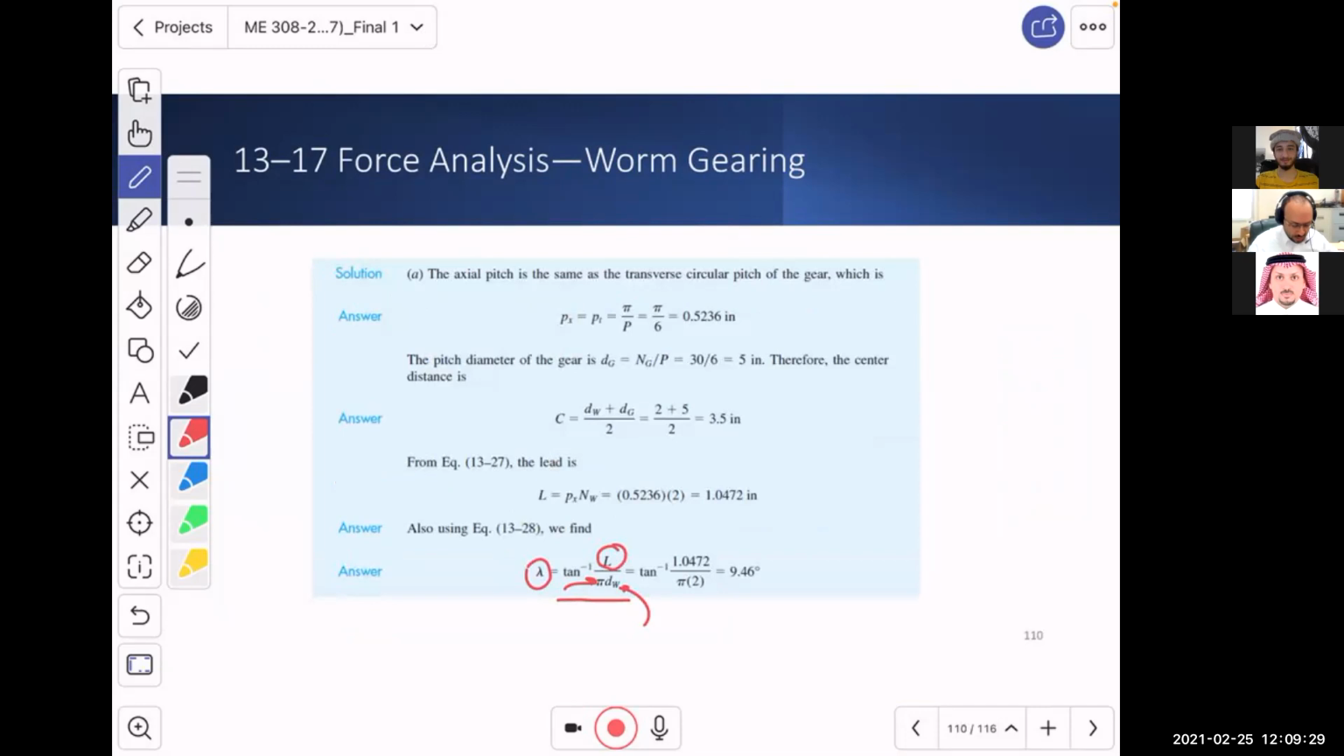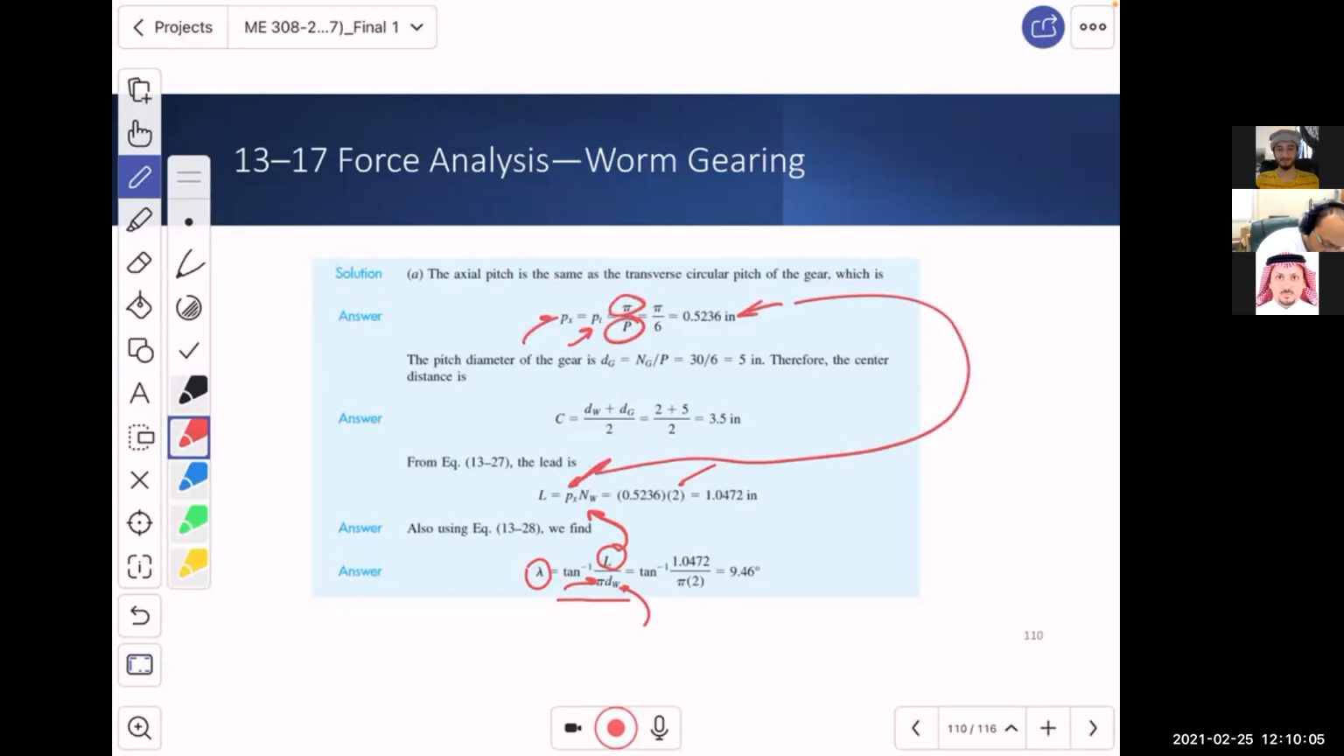The lead is px multiplied by Nw. Nw is the number of teeth for the worm, which is only 2. But we don't know px. We go back up to find px. For worm and worm gear, it's the same as pt, which is equal to pi divided by 6, the diametral pitch. So when we do that, we get px. We substitute px in here.